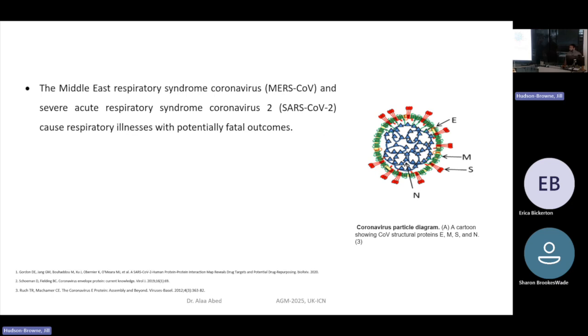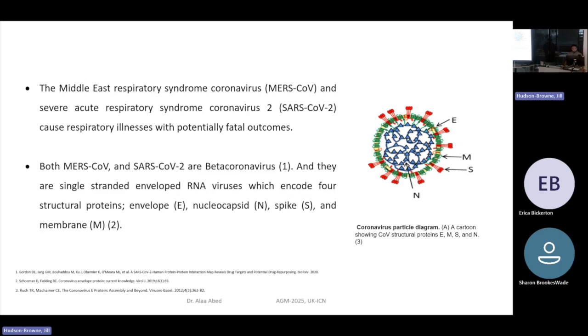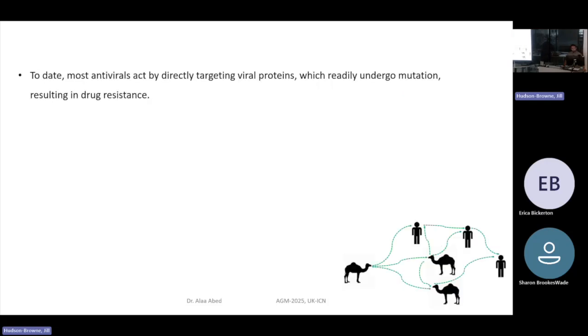At the beginning, as a brief introduction, the MERS coronavirus and the SARS-CoV-2 coronavirus cause respiratory illnesses with potentially fatal outcomes, as we all know. Both MERS and SARS-CoV-2 are beta coronaviruses, and they are single-strand enveloped RNA viruses and encode 4 structural proteins: envelope, nucleocapsid, spike, and membrane proteins. To date, most antivirals act by directly targeting viral proteins, which can be mutated, resulting in drug resistance.